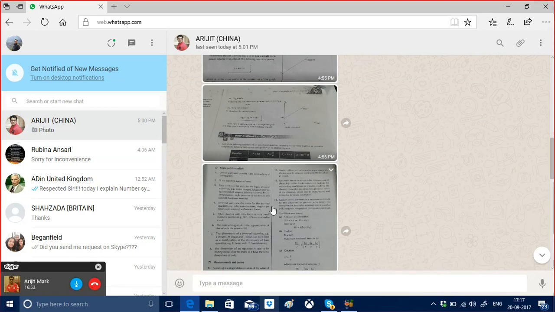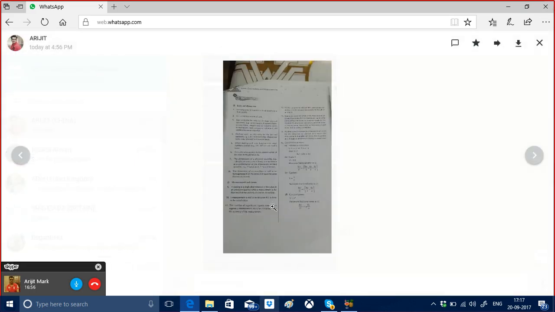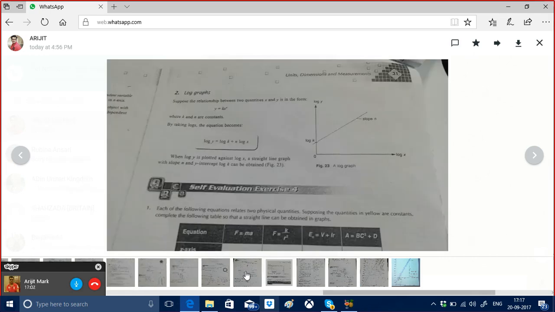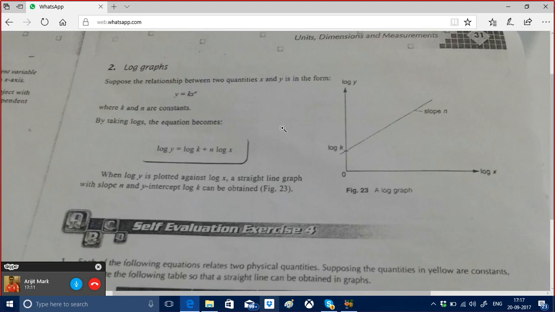And now we have to move to the third picture. No, there's one above, on the left hand. There's one more picture before that. Yeah, that one. What is the logarithmic graph we need to discuss? Just a little bit, in brief. What is it about?